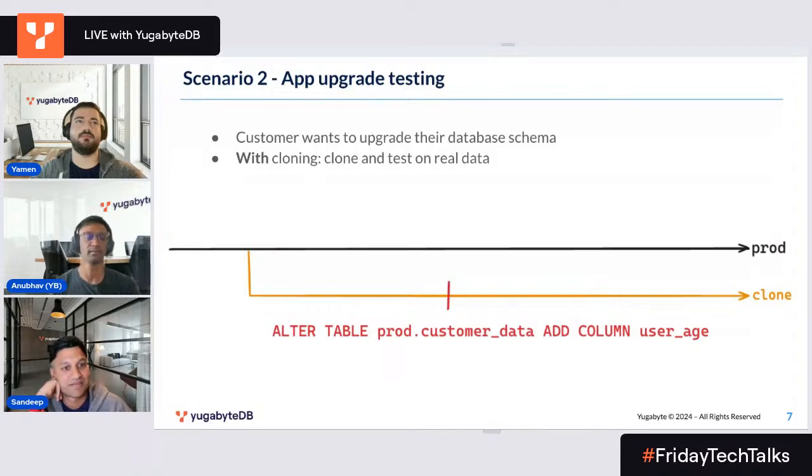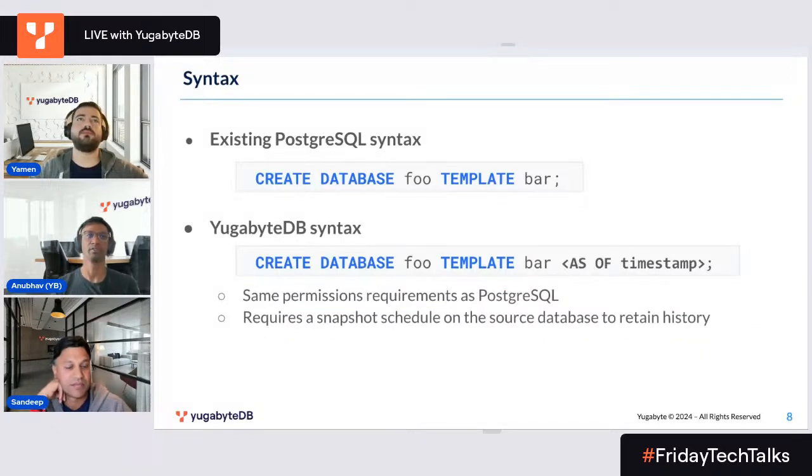Okay, so that's the two scenarios we wanted to talk about. Let's look at how you actually implement this in YSQL. There's some existing Postgres syntax for cloning, kind of. It's called template. For example, create database foo template bar will create a database called foo and copy all the data from bar.